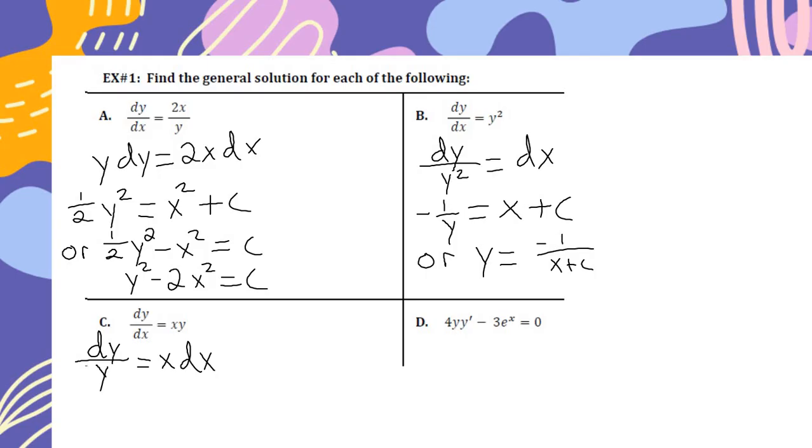This one we do get a natural log. Are we okay with that? Yes. So with the first power, we do end up getting not just the natural log, but the natural log of the absolute value of y. Okay, the antiderivative of just x is going to give us 1/2 x squared plus c.